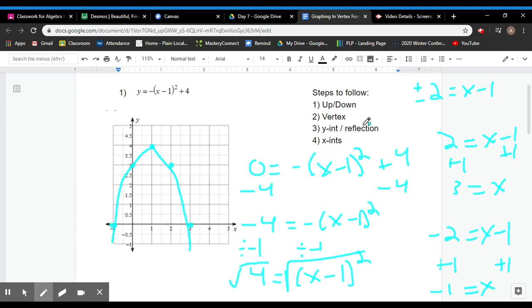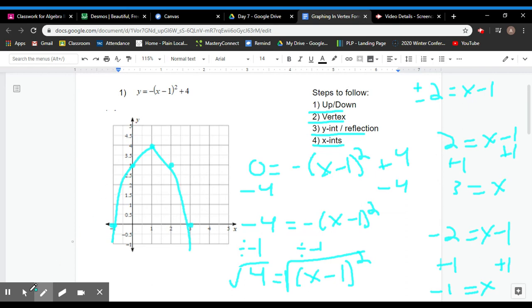All right, and that is essentially all there is to graphing. Follow these 4 steps. If you ever need to go back and look at your notes, or if you ever need to watch another video, that's fine, because some of the other videos go more in depth into each of these. But if you do those 4 steps, you should get a graph.